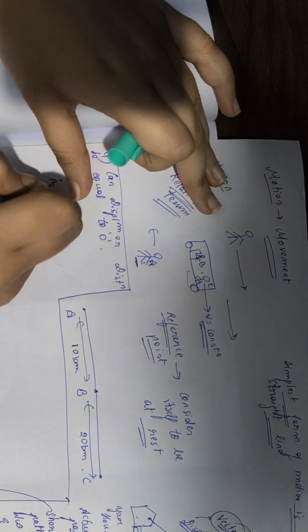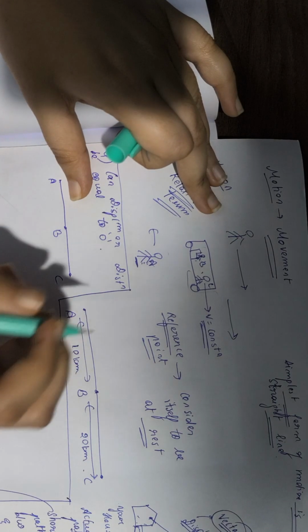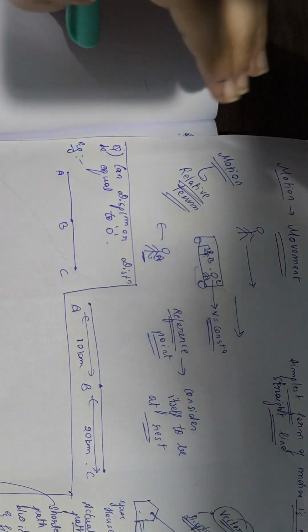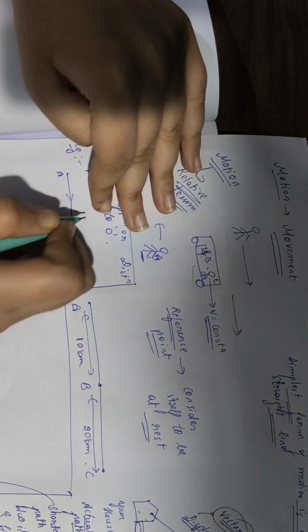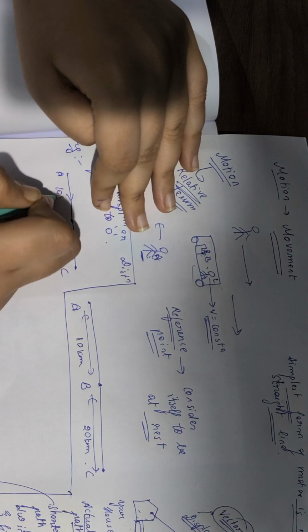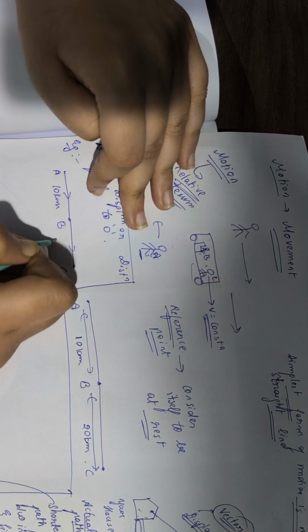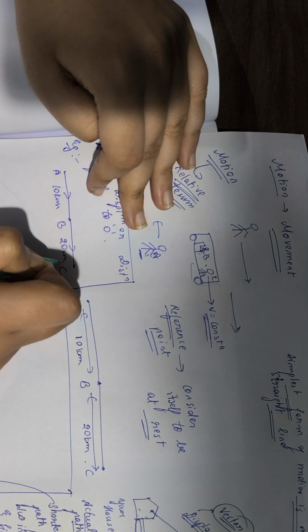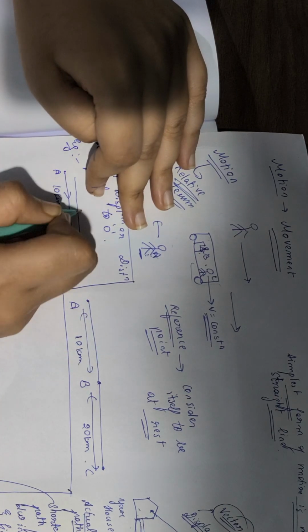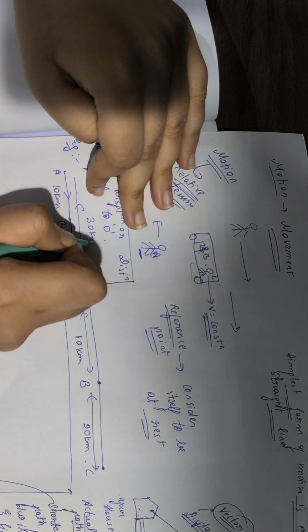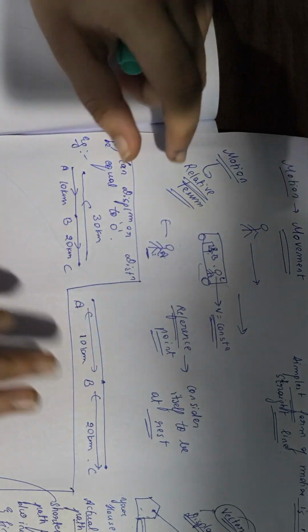This is point A. This is point B. This is point C. Now, a person travels from point A to point B 10 kilometers. From point B to point C 20 kilometers, let's say. And he travels back to A 30 kilometers. What is the total displacement here?